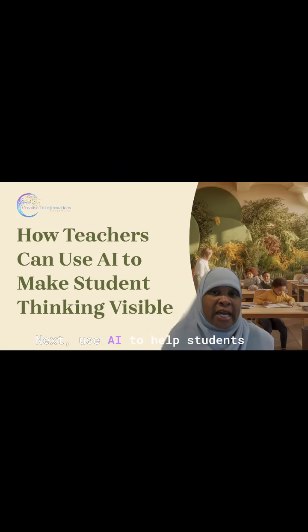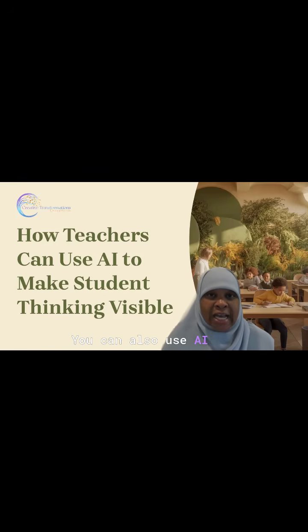Next, use AI to help students identify possible mistakes. Instruct students to ask AI, what are common mistakes students make on this type of task? AI gives a list of pitfalls. Students mark which ones they will avoid and why. Now you gain visibility because you see what they anticipate, what they worry about, and what they understand.